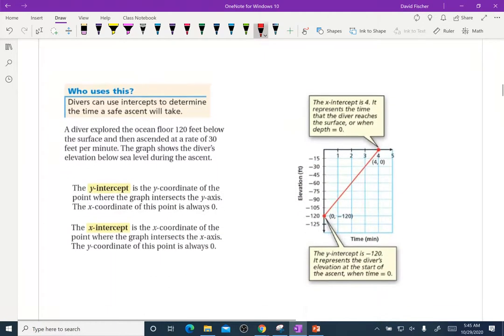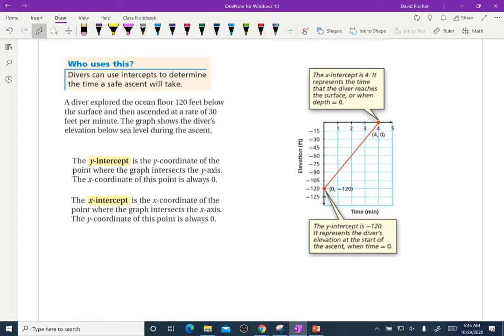All right. So here we got a problem that's called a diver. Again, we want to pay attention to the labels. This diver explores the ocean floor at 120 feet below the surface, then ascends at a rate of 30 feet per minute. The graph shows the diver's elevation below the sea level during the ascent. So if we look at time here, he's at a minus 120, because here would be sea level, 0 feet. Right now he's starting at 120 feet below. He's creeping up, and in 4 minutes, he'll be at the top.